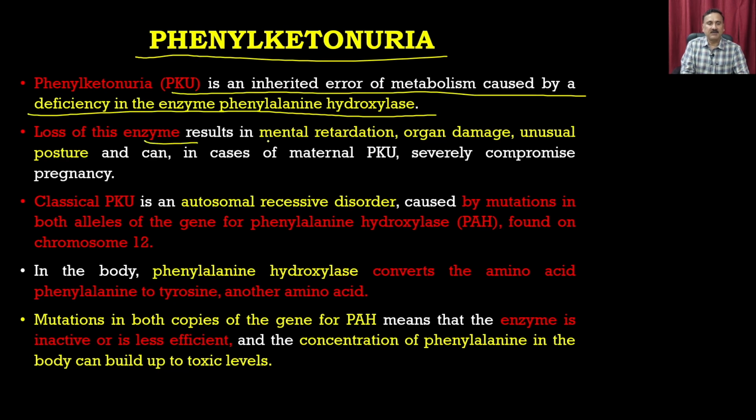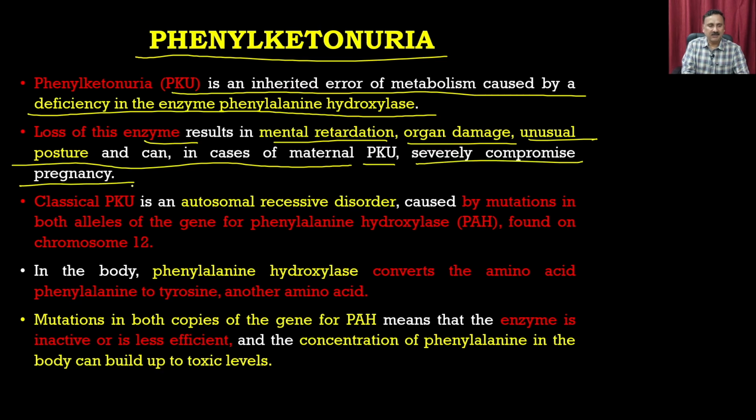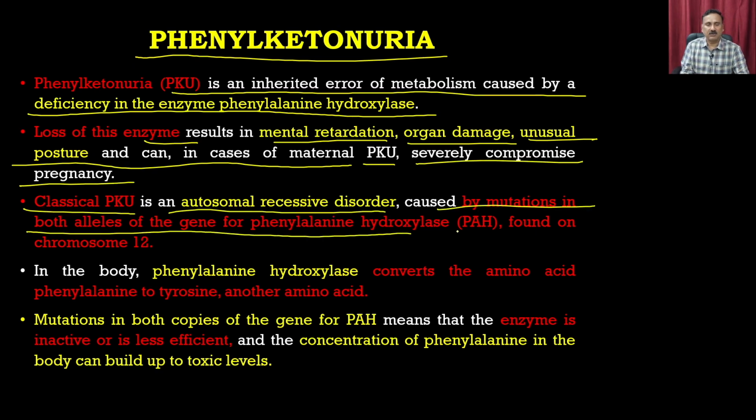Loss of this enzyme results in mental retardation, organ damage, and unusual posture, and can result in a case of maternal PKU, severely compromising pregnancy. Classical phenylketonuria is an autosomal recessive disorder caused by mutation in both alleles of the gene for phenylalanine hydroxylase, found on chromosome number 12.